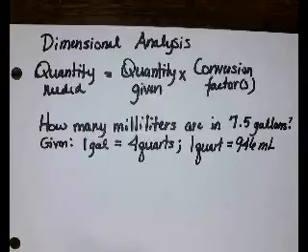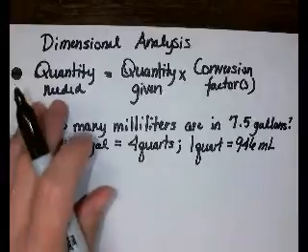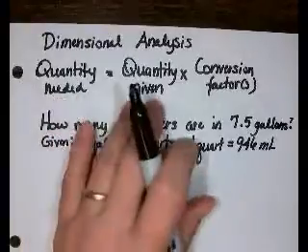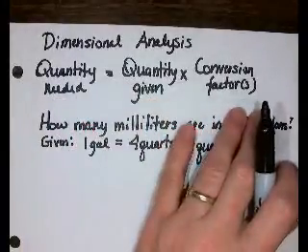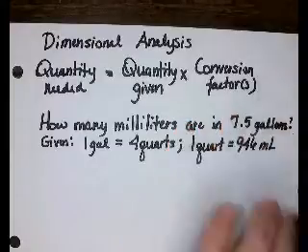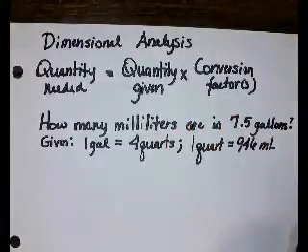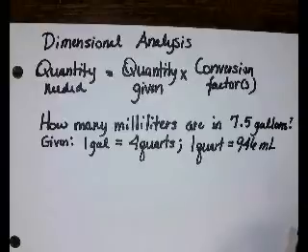Dimensional analysis is the method that allows us to convert correctly from one unit of measurement to another unit of measurement. Dimensional analysis problems are worked like this. The quantity needed is equal to the quantity given multiplied by one or more conversion factors. Here is an example. How many milliliters are in 7.5 gallons?